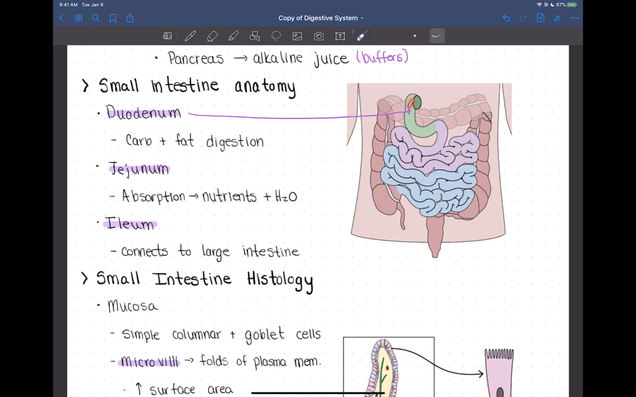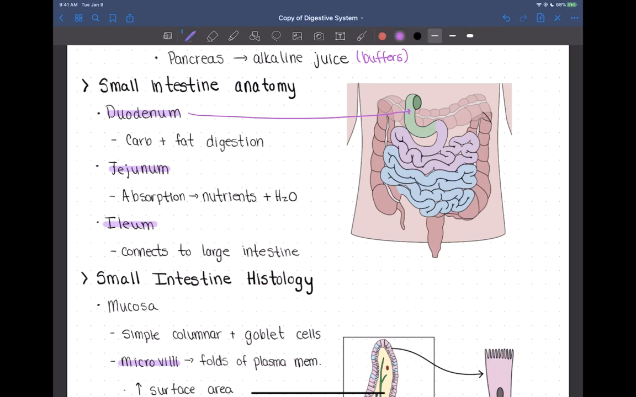And that's what we were just talking about. That's what's going to be signaling the pancreas and the gallbladder and neutralizing that acidity, all right? So it's going to receive that chyme directly from the stomach. So this is where, because the pancreas is going to be secreting its juices, as well as the liver, its bile directly into the duodenum, that is where carbohydrate and fat digestion is going to occur.